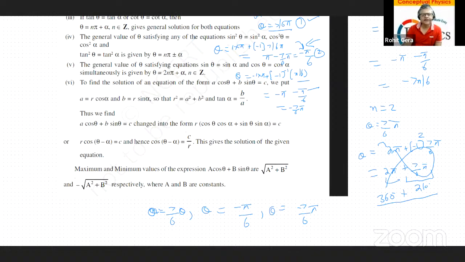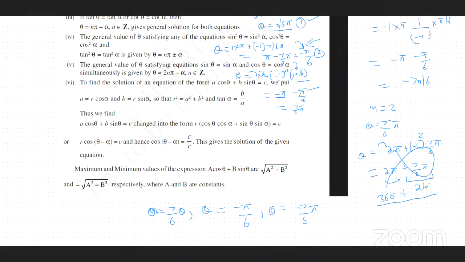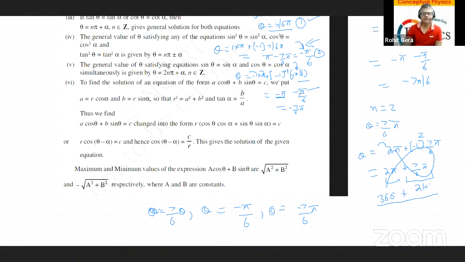Let's check this carefully once more. -1 into pi minus pi, correct. -1 raised to power -1 will become... sorry, how much was this? 7/pi, right? There will be a mistake in the calculation. -pi -7, so this will become 13/6. So it will exceed -2 pi, so you cannot take this one either.